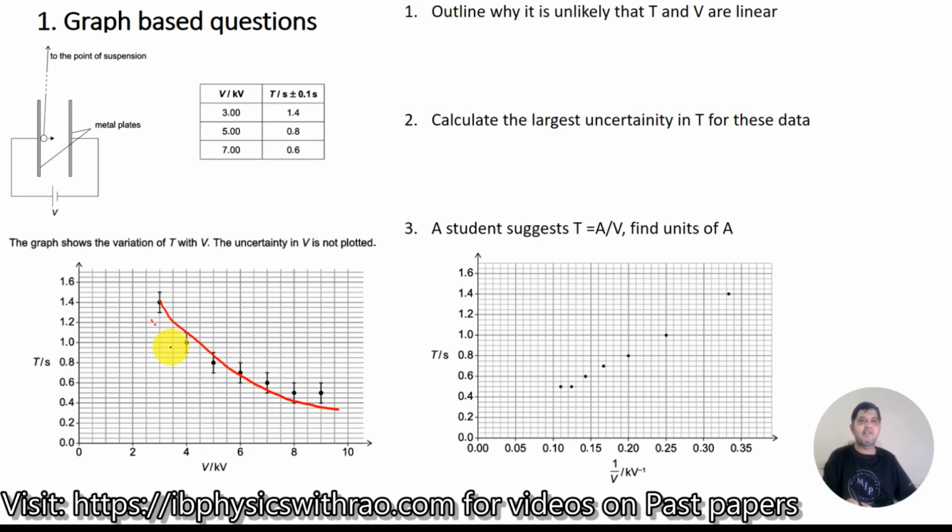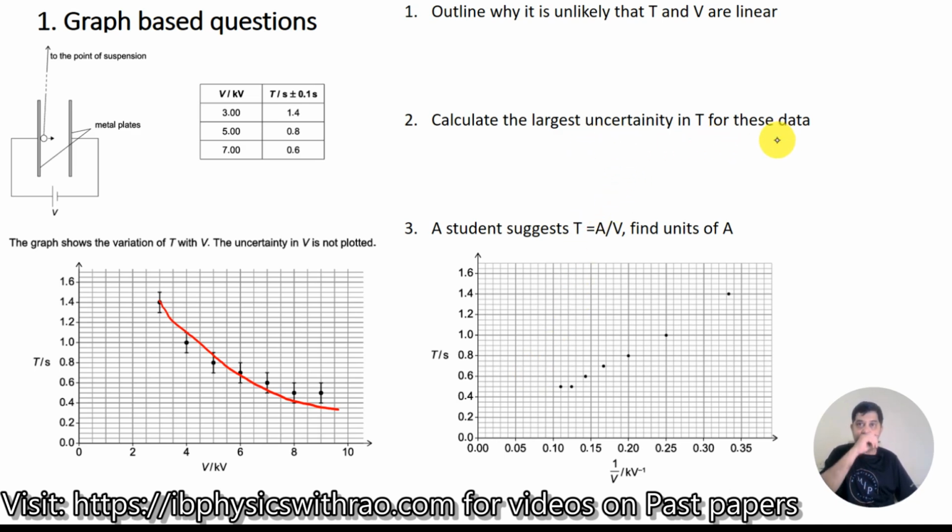Why? Because it's not a straight line. When V is increasing, T is seen to be decreasing. So hence it is not seen to be a straight line, and thus this one thing you can answer over here. Calculate the largest uncertainty in T for this data.